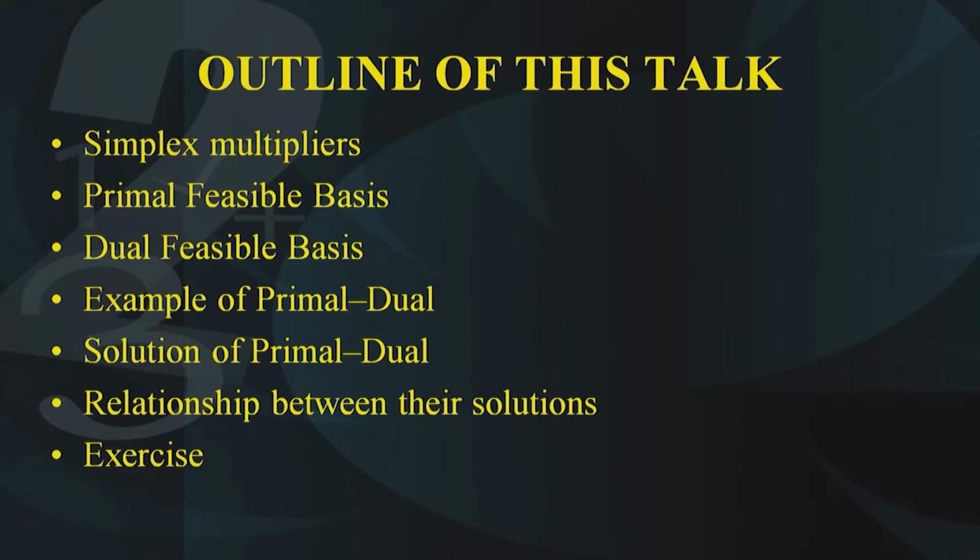Today's outline is as follows. First, we will re-look at the simplex multipliers. Then, we will define primal feasible basis. Then, we will define dual feasible basis. Next, we will look at an example of primal and dual and we will try to solve the primal and dual. And at the end, we will see what is the relationship between their solutions, and finally an exercise.